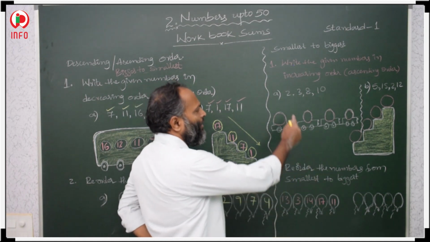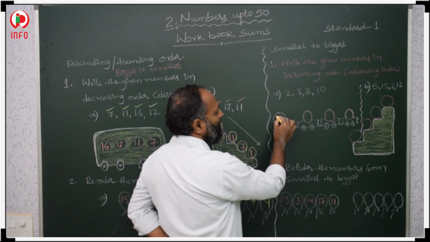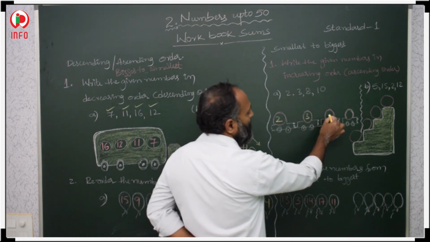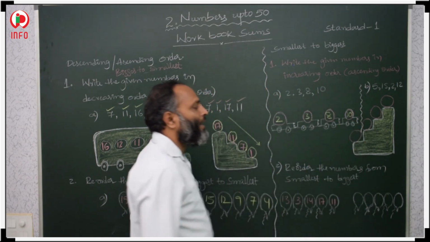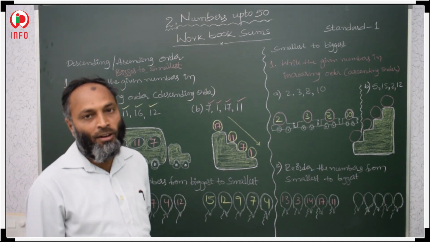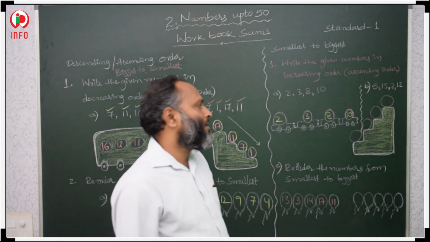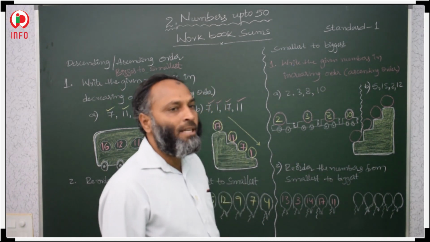Here 2, 3, 8, 10. Here 2 is the smallest, 3 is a little bit bigger, 8 is a little bit bigger than this, and 10 is a little bit bigger than this. He already gave them in order. Don't get confused if they are already in order. No problem. Otherwise we have to arrange according to ascending order.